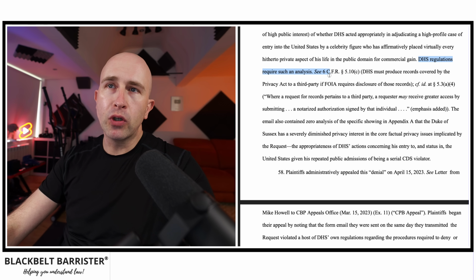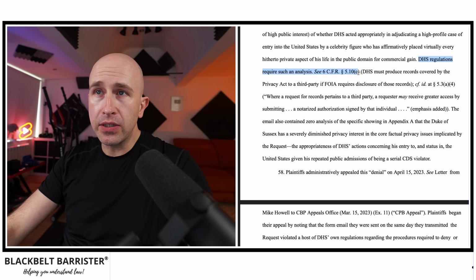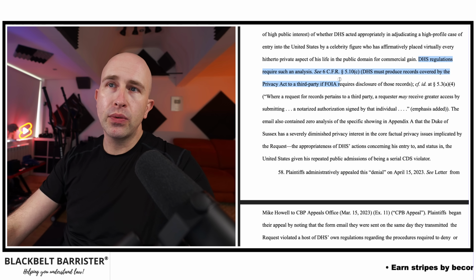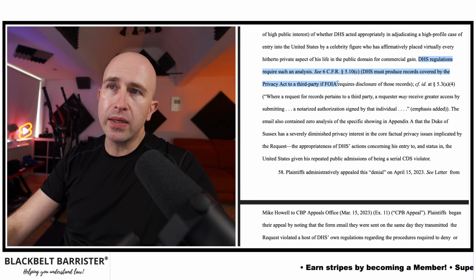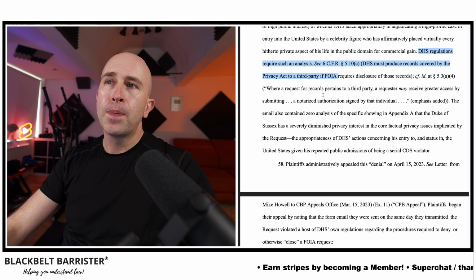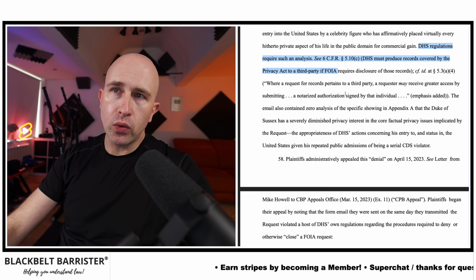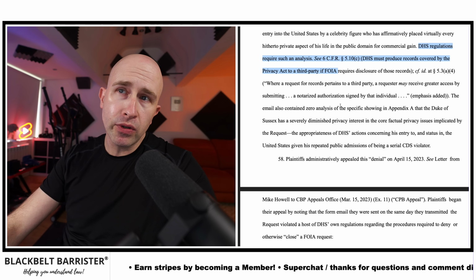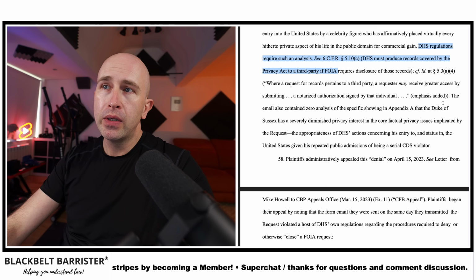The department regulations require such analysis, and this is under the rules. They must produce records covered by the Privacy Act to a third party if the Act requires disclosure of those records. And quoting here, "where a request for records pertains to a third party, a requester may receive greater access by submitting a notarized authorization by a signed individual."